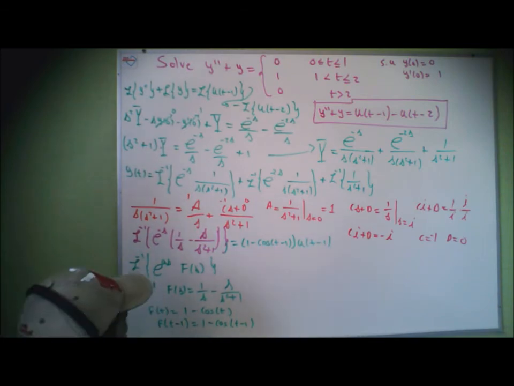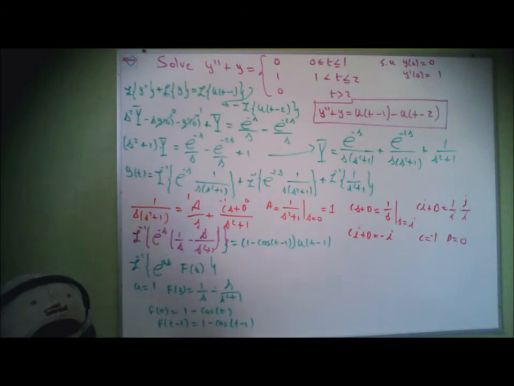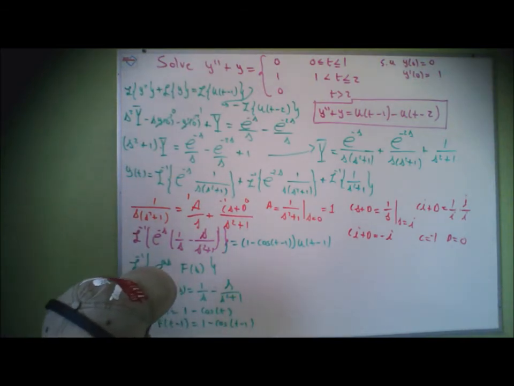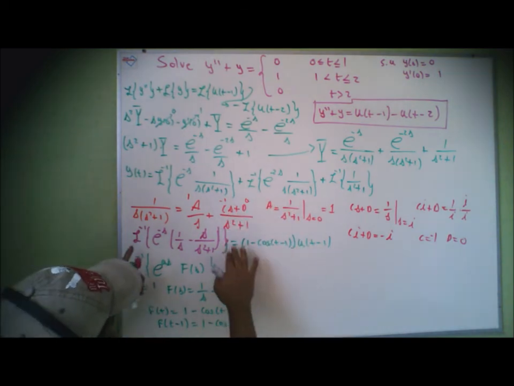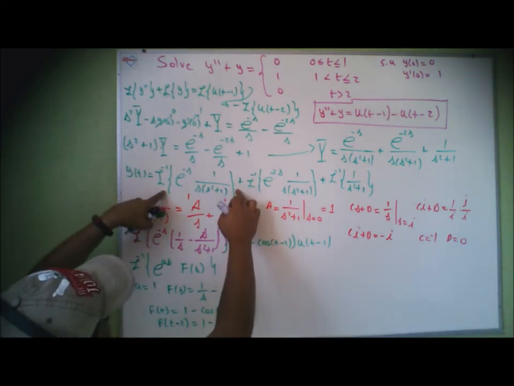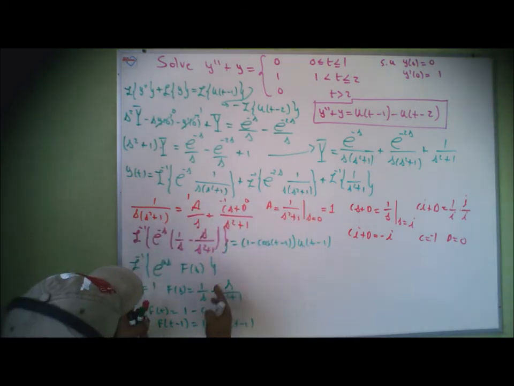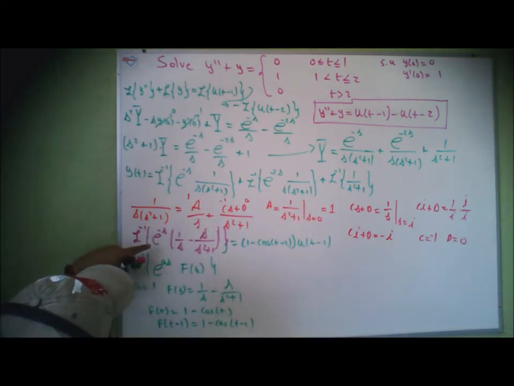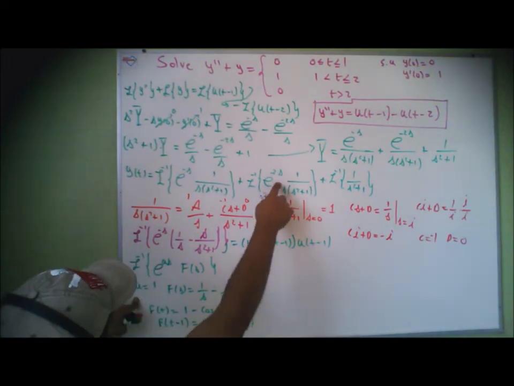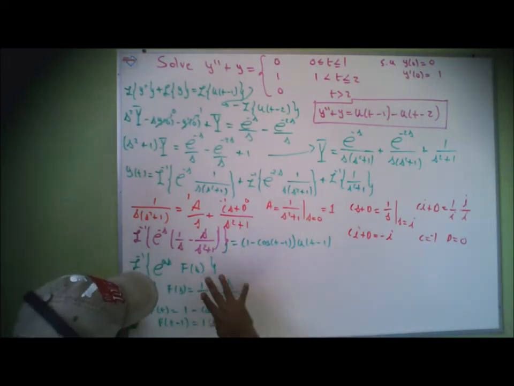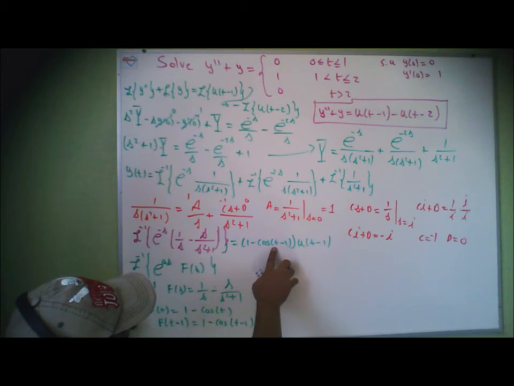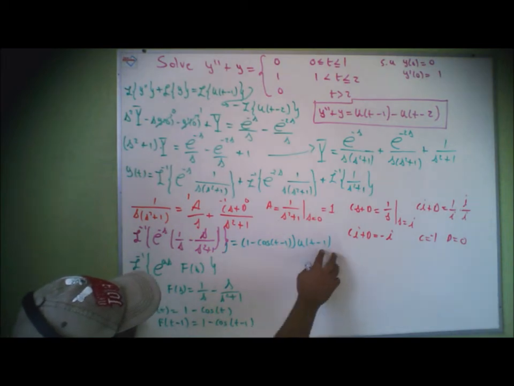Okay, so that's it for the Laplace inverse of this part. And for this one, the Laplace inverse of only this part, as you can see, is exactly the same, except that a happens to be 2 instead of 1. So the only difference is that here it is going to be cosine of t minus 2, and here u of t minus 2.